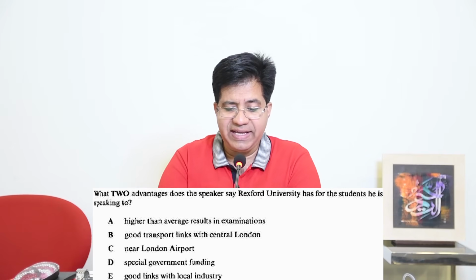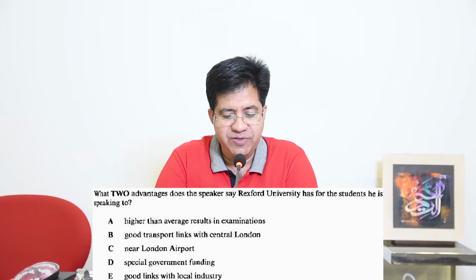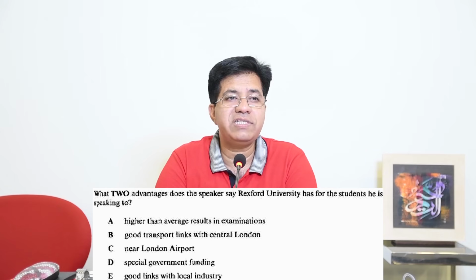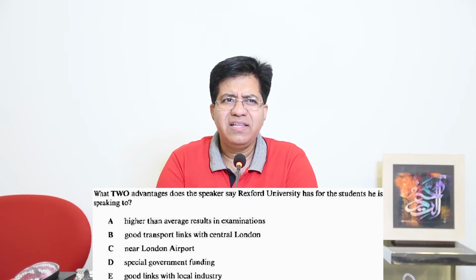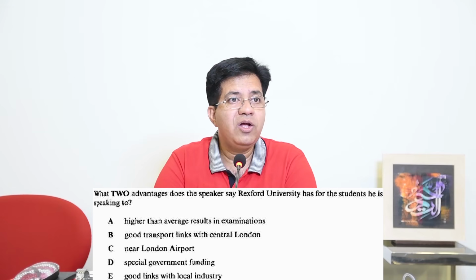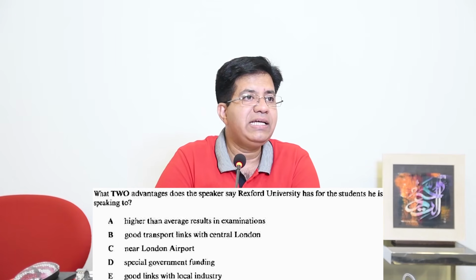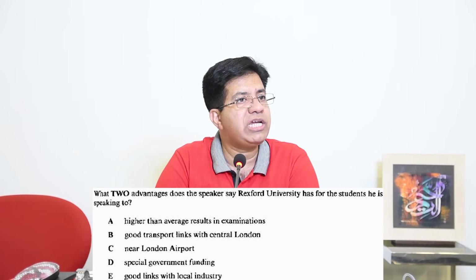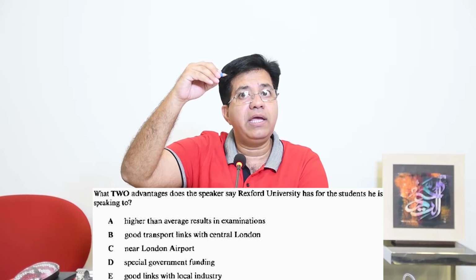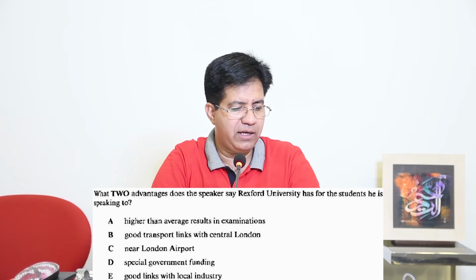Option A is higher than average results in examination. They didn't say higher than average results. The correct answer is first C, near London Airport. 25 minutes or 35 minutes? 35 minutes, right. And then they said good links with local industry. So the correct answers are C and E. Now on your answer sheet you can write 11, C, 12, E, or E, in any order. You can even write 11, E and 12, C. Now please listen to it again.